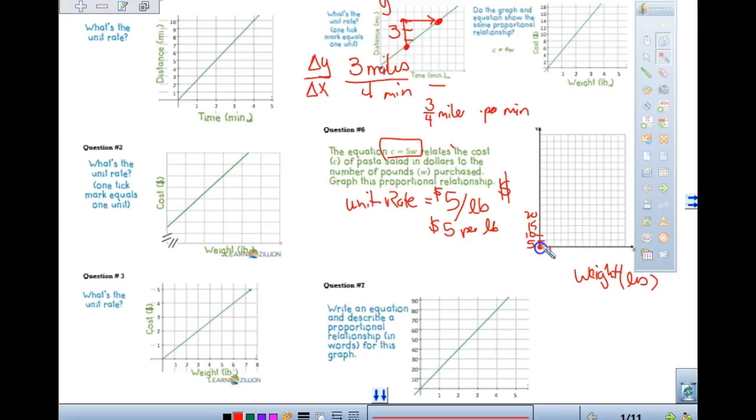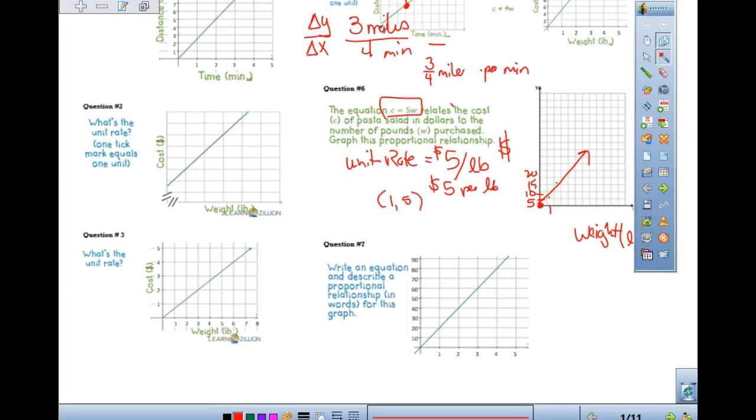So at 0, 0, it was 0. When I put in 1 pound, it cost me $5. So that ordered pair, 1 at 5, 2 at 10, 3 at 15, and I'm going to draw that straight line. But it depends on the scale you use. Okay, so I'd be looking for that.